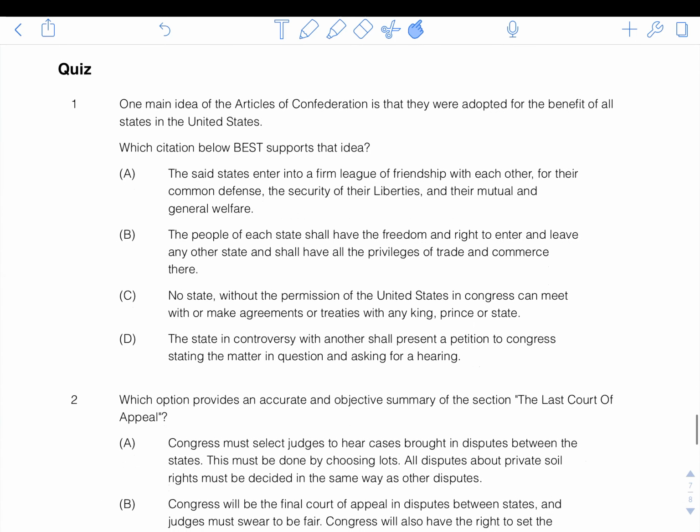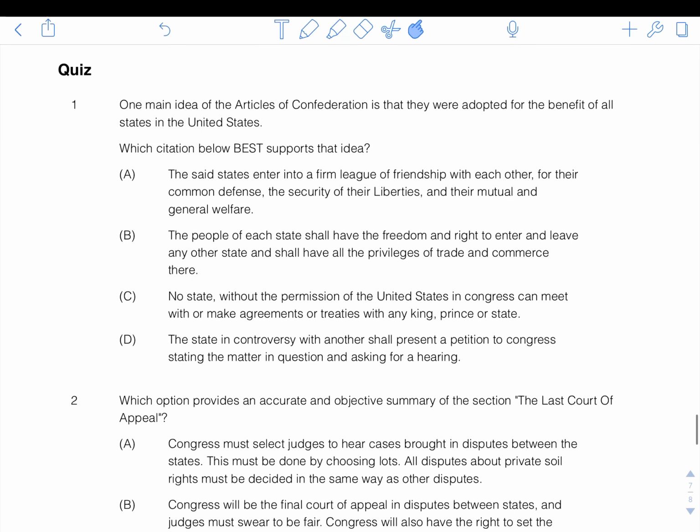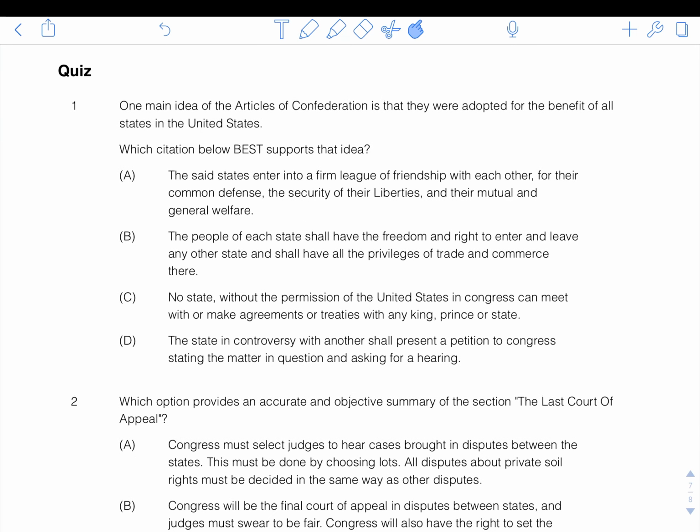Question number 1. One main idea of the Articles of Confederation is that they were adopted for the benefit of all states in the United States. Which citation best supports that idea? So we're looking for the main idea of this Articles of Confederation is that they were adopted for the benefit of all. And I'm just going to highlight all there.